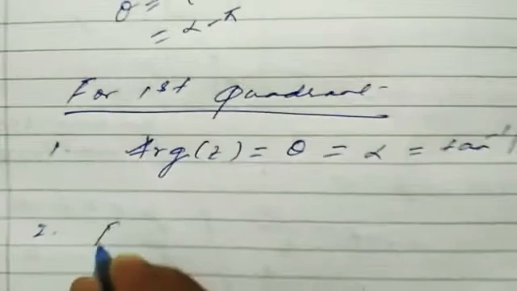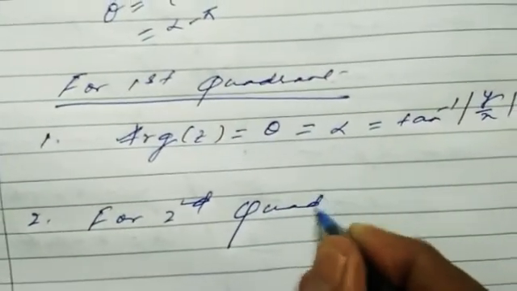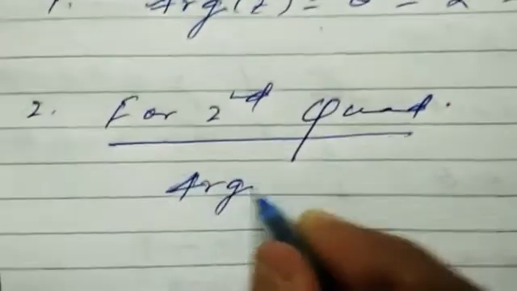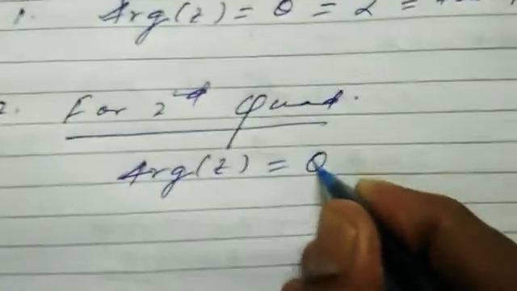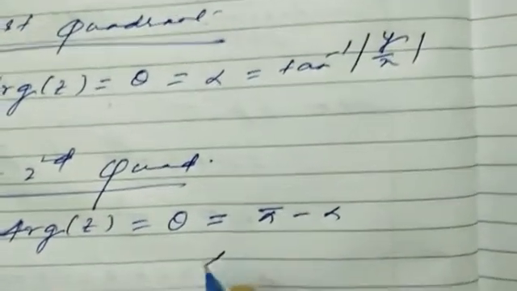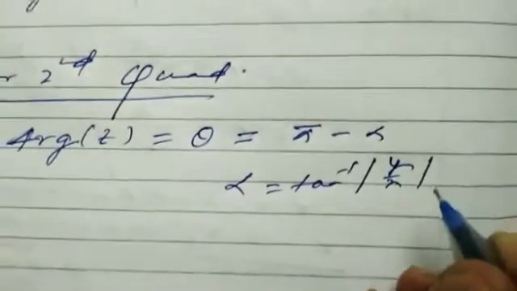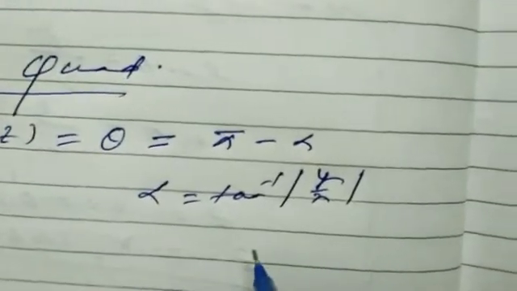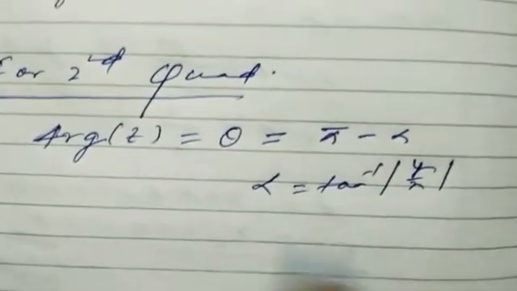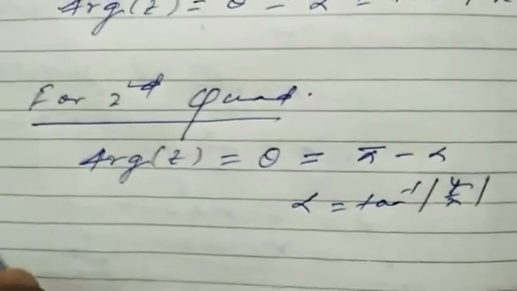Second, for the second quadrant, what will it be? Arg of z, that is the argument of z, theta is equal to pi minus alpha, where alpha is every time tan inverse y by x. It's a reverse process. Suppose tan 45 degrees is 1, then tan inverse 1 is 45 degrees. That reverse we will discuss in the next class. We will explain how to find the argument for a complex number.